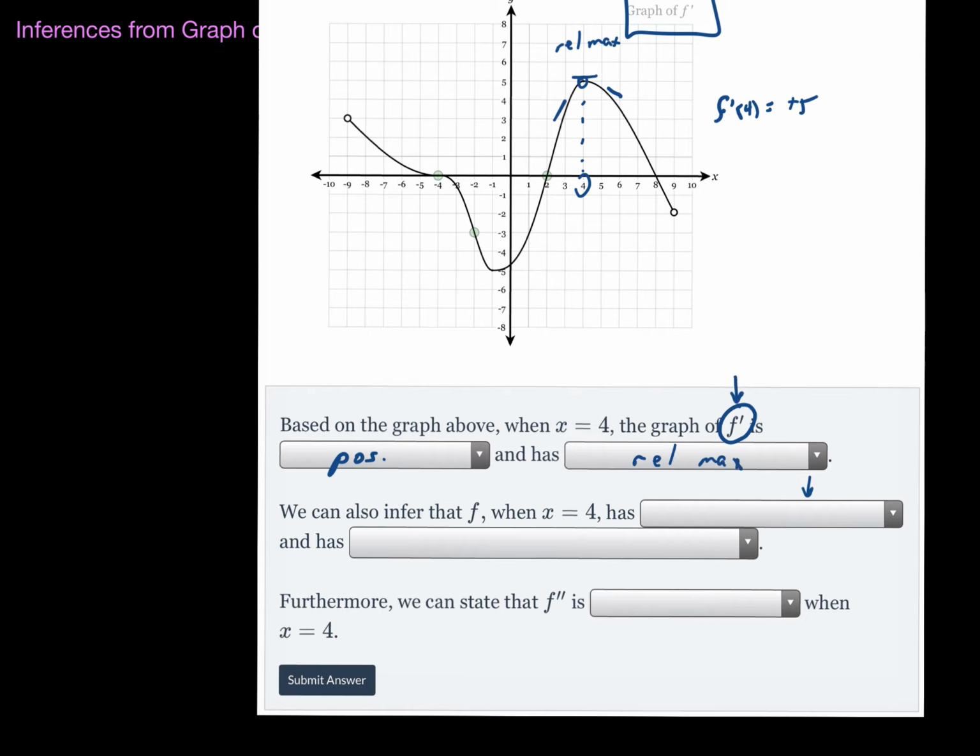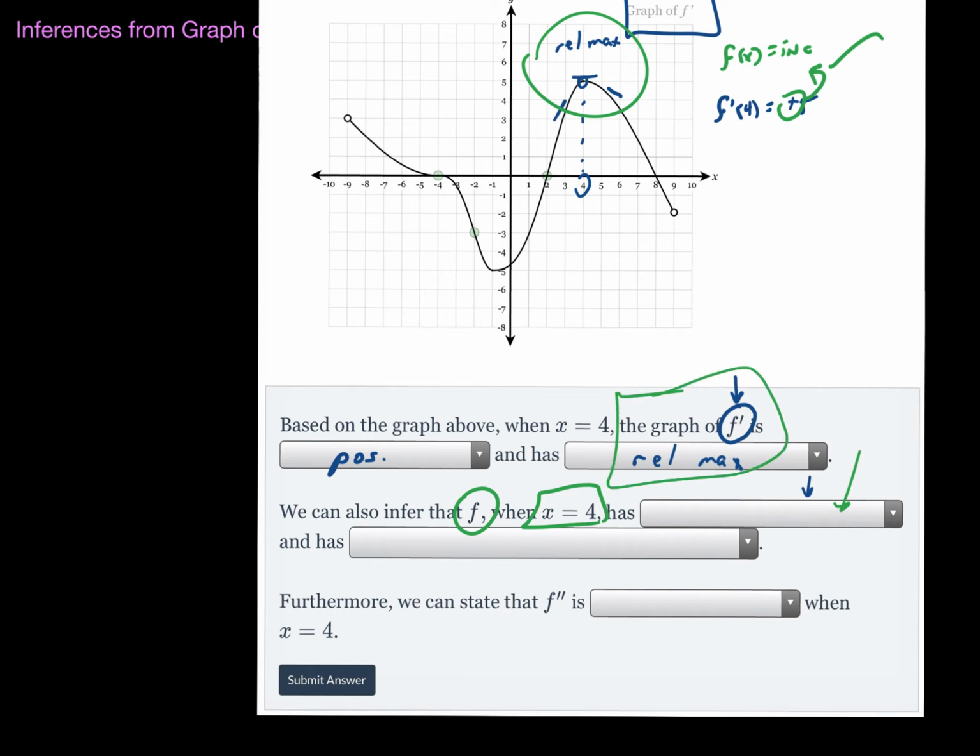Next, what can we infer on the original f of x graph when x equals 4? Well, if the first derivative is positive, that indicates that the original graph f of x is increasing. So if it's increasing, it's going uphill. In this drop-down box, they're going to ask you, is there a relative max or a relative min? They're going to try to throw you off because they want to make sure you know which graph you're looking at. We do not have a relative max on the f of x graph. We have one on the f prime of x graph.